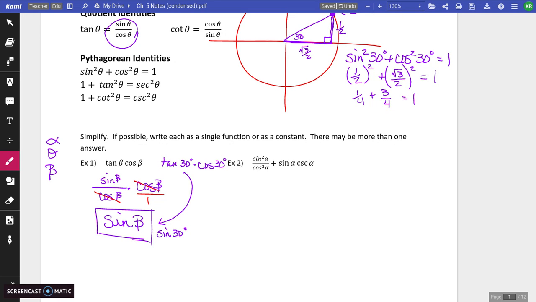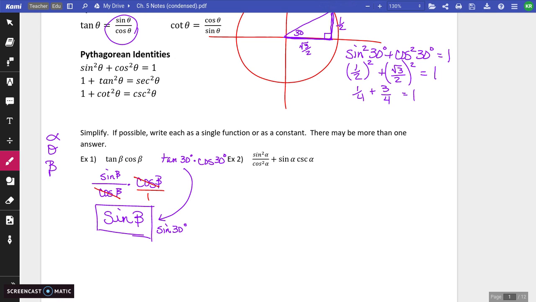Okay, so of course, sine of beta, fewer steps, simpler statement to evaluate than doing tangent times the cosine. Okay, so that's kind of what our goal is, to rewrite these in a simplified version, something a little easier to handle. Okay, all right, so example 2, using that same type of technique.